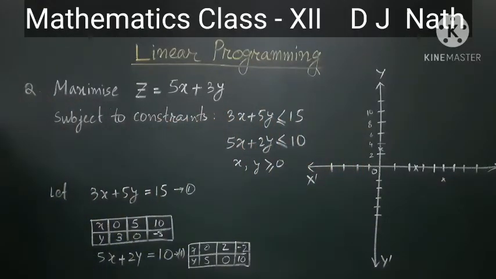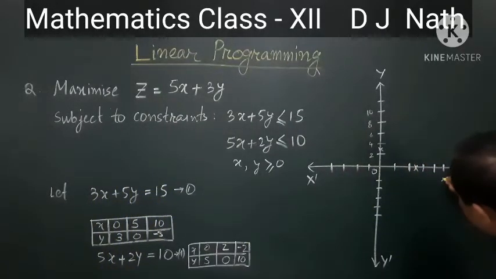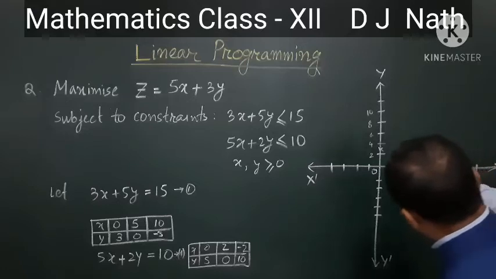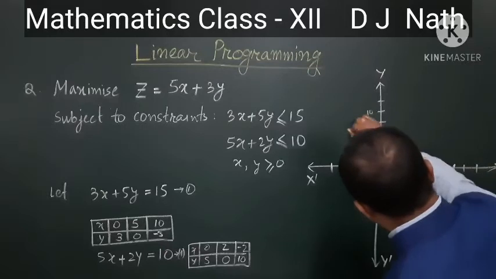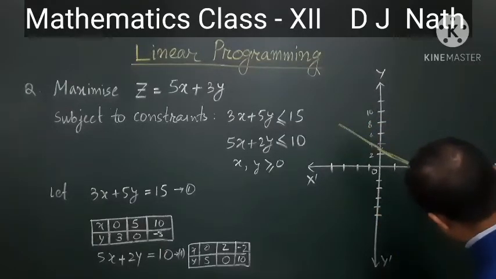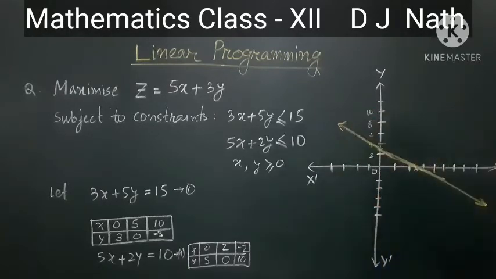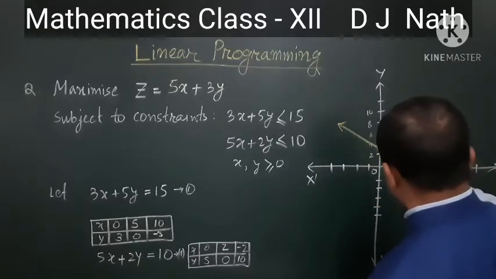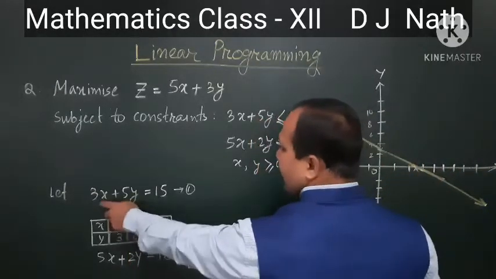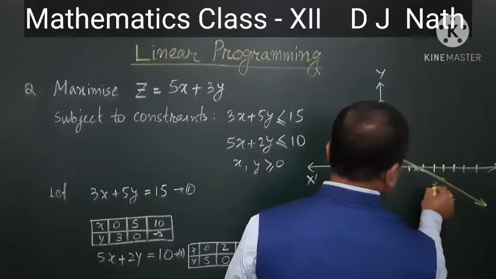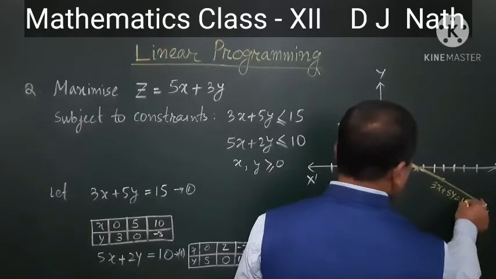So which line will we get? This line will be this. Look at that, it will come as a straight line. This is where the graph is. So what is this graph? This graph is nothing but 3x + 5y = 15.